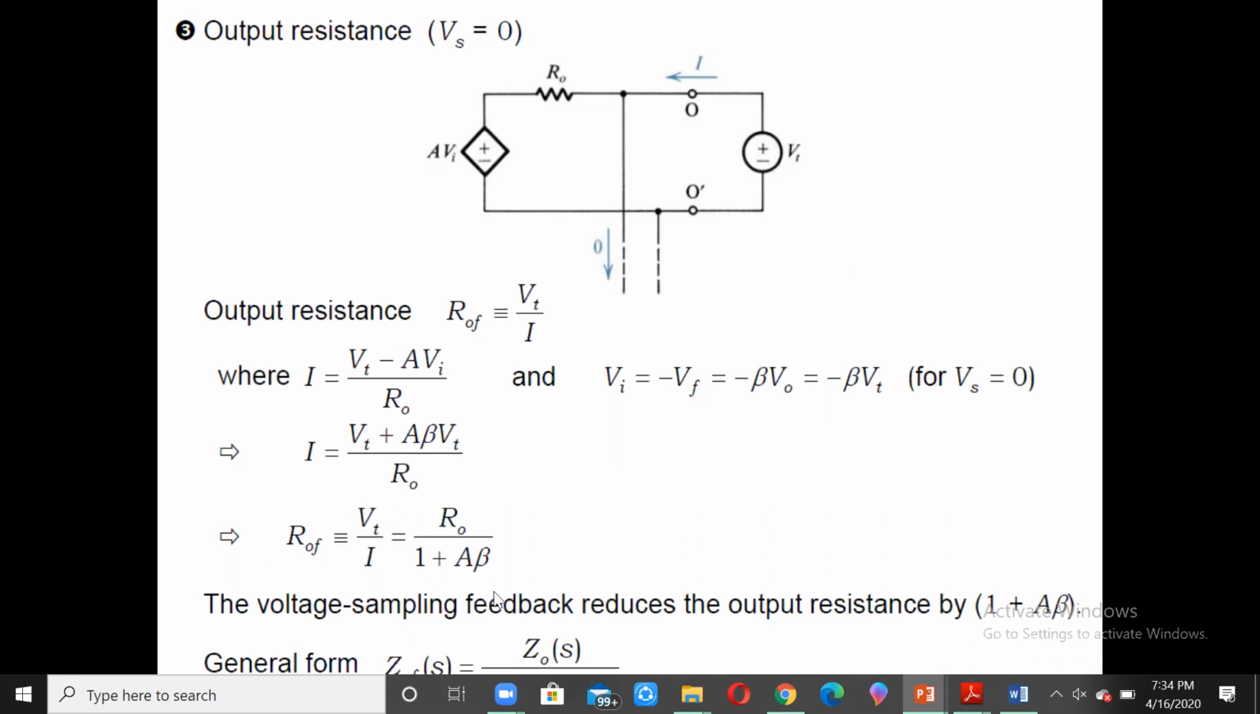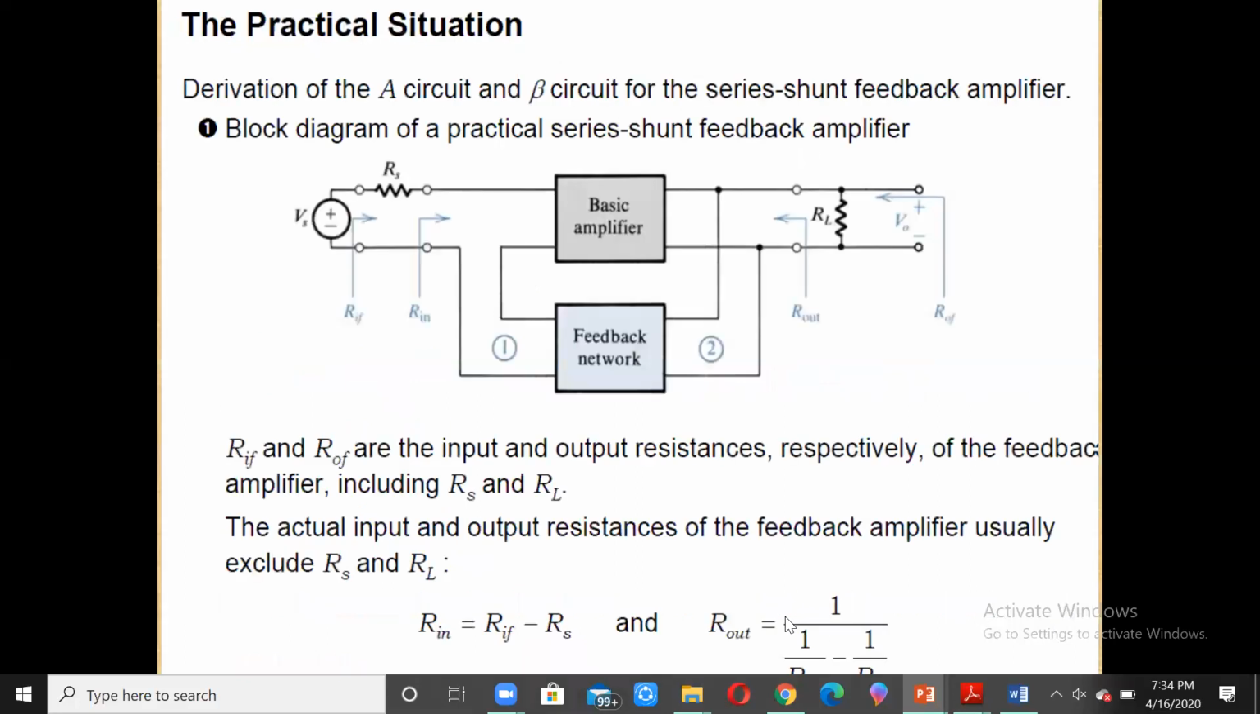So thus, the voltage sampling feedback reduces the output resistance by the factor 1 plus A beta. In the general form, we can write it over here as ZOF, the impedance at the output after the feedback, is equal to the impedance of the output without feedback divided by 1 plus A beta. So that's the ideal situation.